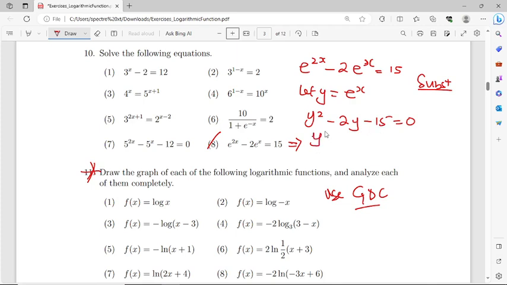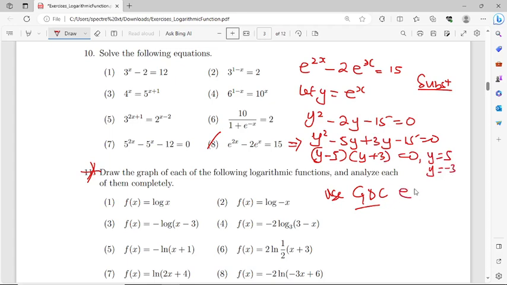So you have y squared negative 5y plus 3y minus 15 is equal to 0. So this is how you solve this, so that you get y minus 5, then y plus 3 is equal to 0. So which means y is equal to 5 and y is equal to negative 3. And remember we said e raised to x is equal to y. So then you say e raised to x is equal to 5.